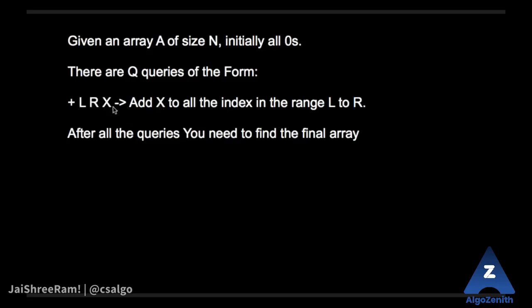For this particular query, you need to add the value X given to you in all the indexes from range L to R. So in all the indexes L to R, you need to add the value X. And there are q queries of this form. After all the queries are done, you need to print the final array. So that's the whole problem.